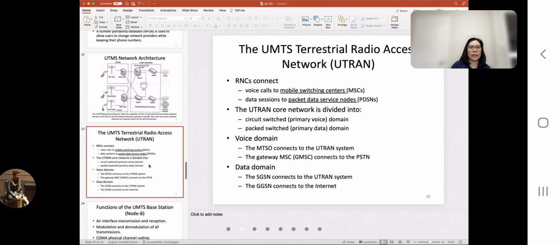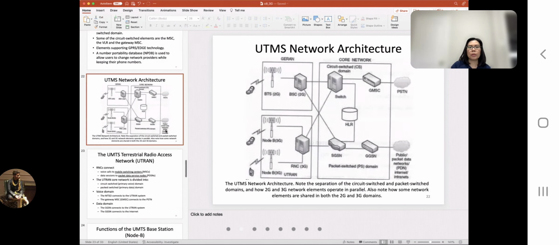Now we talk about the UTRAN, the terrestrial radio access network. So basically this component here. In this component, we have the RNC, right? The function of the RNC is to connect voice calls to the mobile switching center and connect data services to the serving support node, or we call it packet data service node. In a 3G network, it's also called packet data service node.